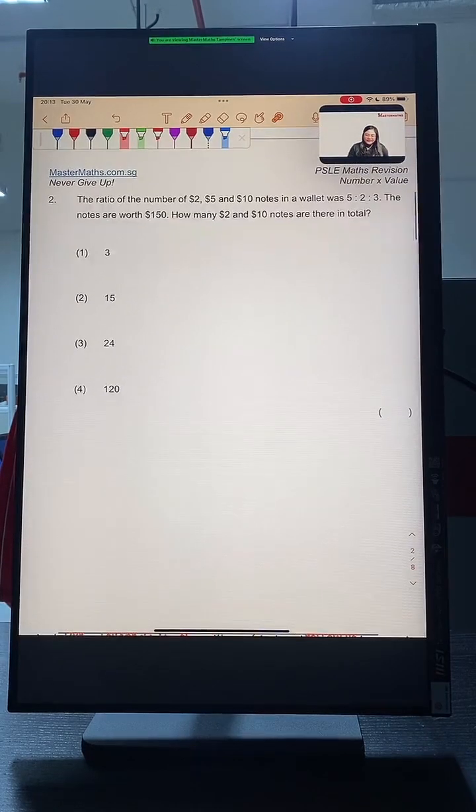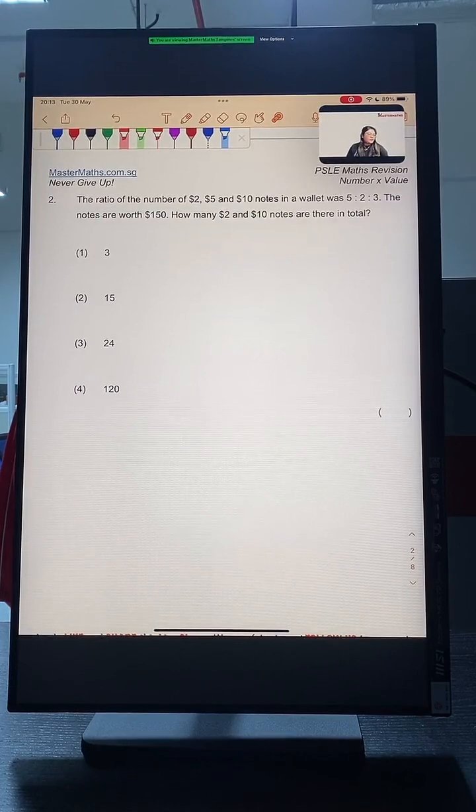Question number 2. The ratio of the number of $2, $5, and $10 notes in a wallet was 5:2:3. The notes are worth $150. How many $2 and $10 notes are there in total?